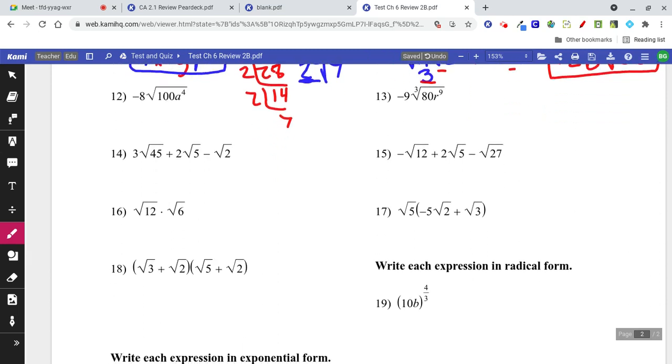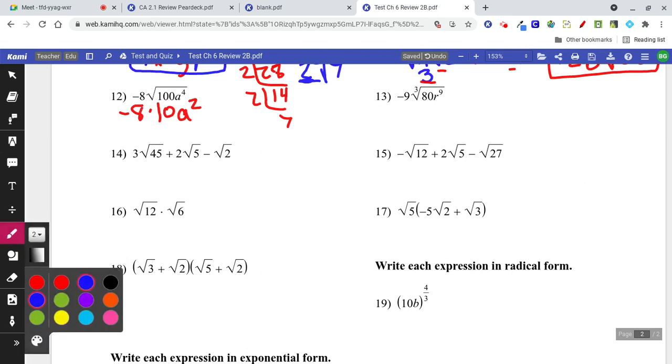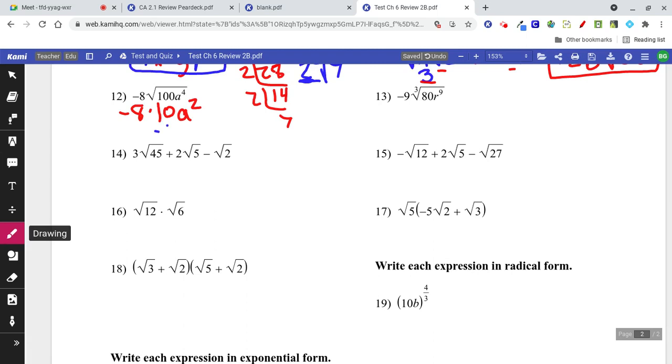Next problem, number 12. We know the square root of 100 is 10. And we know the square root of a to the 4th is a squared. We just have to multiply negative 8 in the front. Negative 8 times 10 is negative 80. A squared.